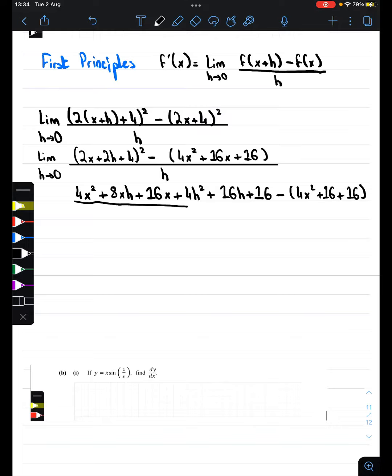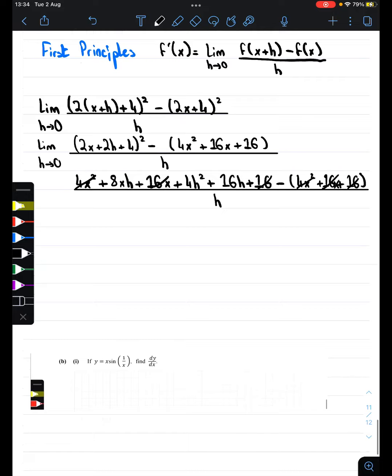Okay, well, we'll see that a lot of these terms are going to cancel. The 4x² is going to cancel. The 16x is going to cancel. And then the 16 is going to cancel. And so it's going to leave us with 8xh + 4h² + 16h over h. So the limit as h goes to 0 of this.